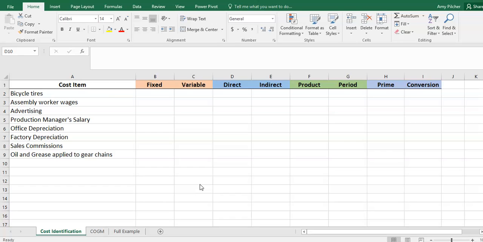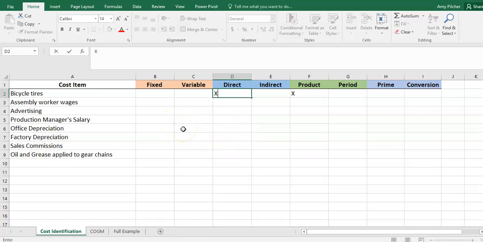The first one on our list is bicycle tires. Bicycle tires are used in production for bikes. That makes them a product. So we're going to determine then what kind of the other classifications they have. Well, they're considered a direct material because they can be directly traced to the manufacture of a bicycle. So we have a product and a direct material.